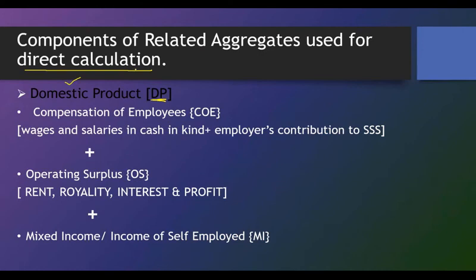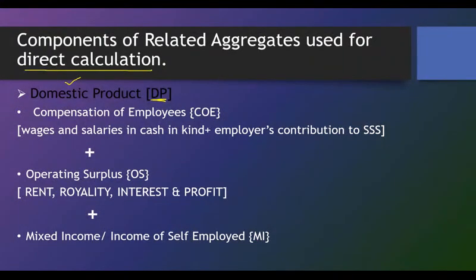These components of DP can be used for direct calculation. The direct method, as it is also called, is for calculating the national income. Along with that, all these components will also be used for the other method, the income method as well. So let us start. What all components of DP do we have?